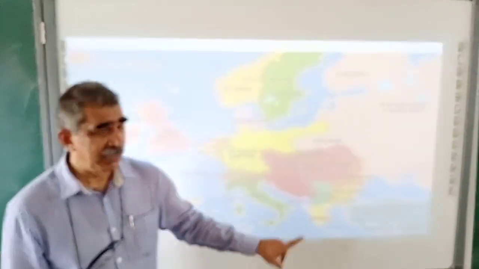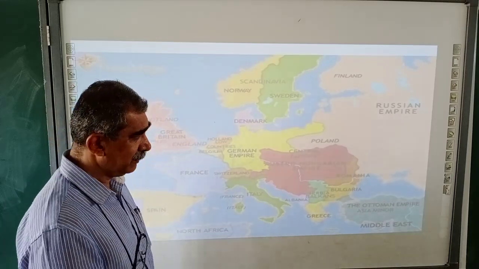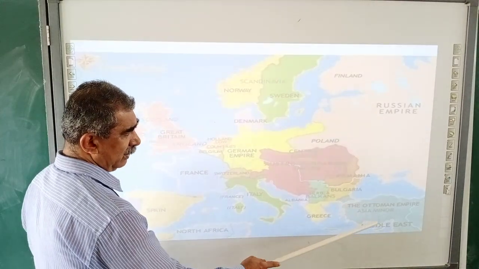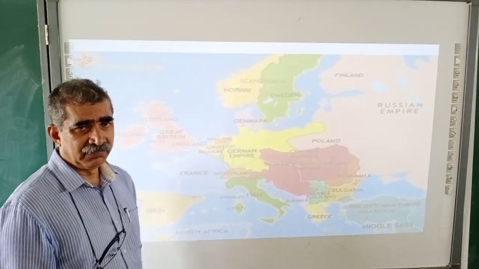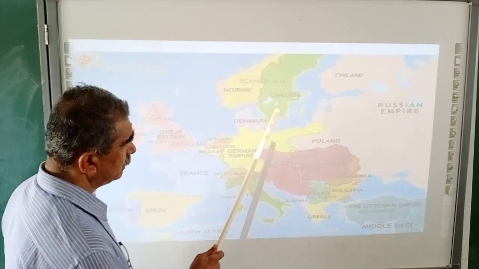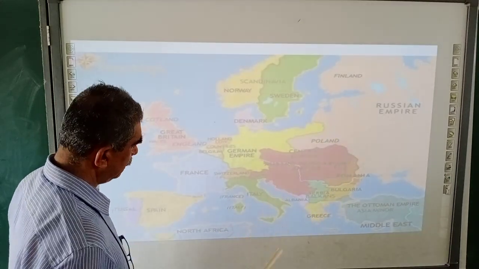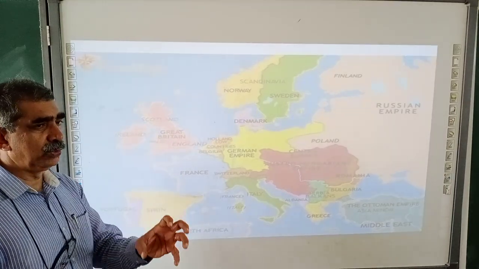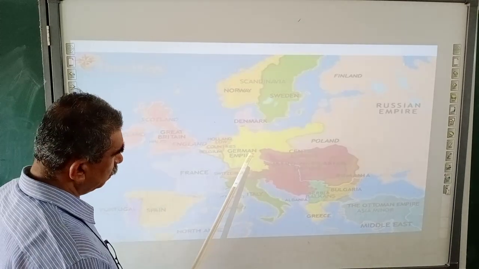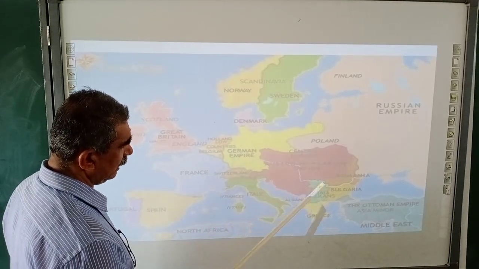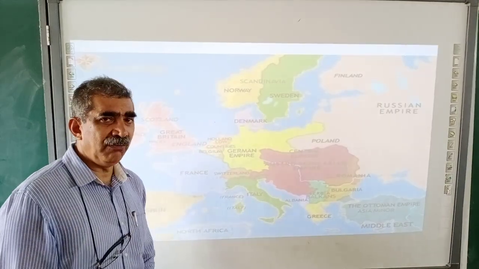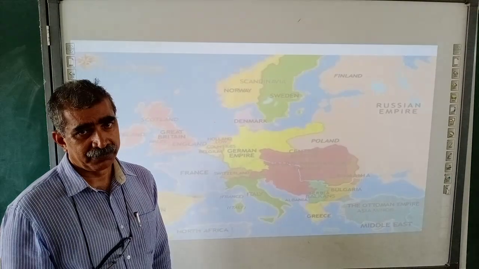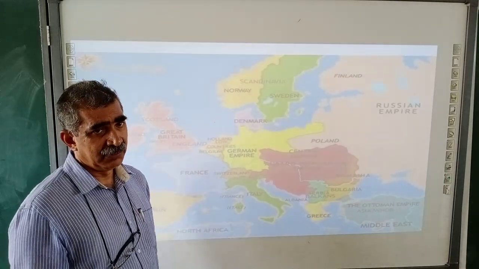So Russia, Ottoman Empire. So here we see Germany, Austria, Ottoman Empire. This is one group. There is another group: Russia, France, and England. Two groups are formed. So this group, Germany, Austria-Hungarian Empire, and Ottoman Empire, they were called Central Powers. So they came together.